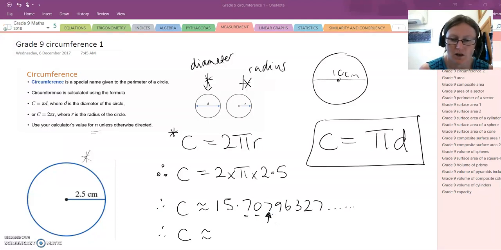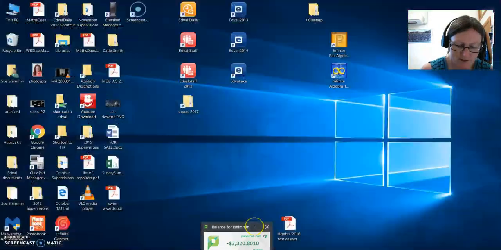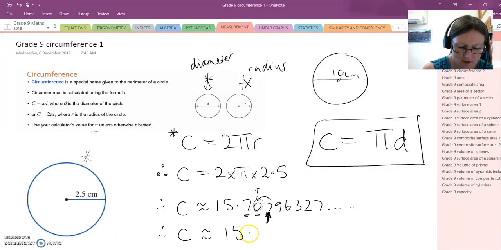If this number is 5 or bigger, what it means is you move this 0 up to a 1. So if it says 2 decimal places, we go 1, 2, look at the one after, the third decimal place. If it is greater than 5, then you move this second decimal place up 1, so it's a 0, you move it up to a 1. So the circumference is approximately 15.71, and remembering our units, centimetres.